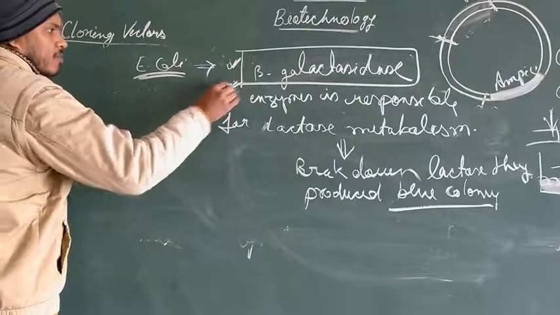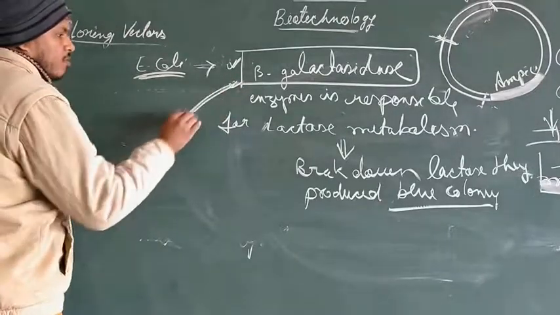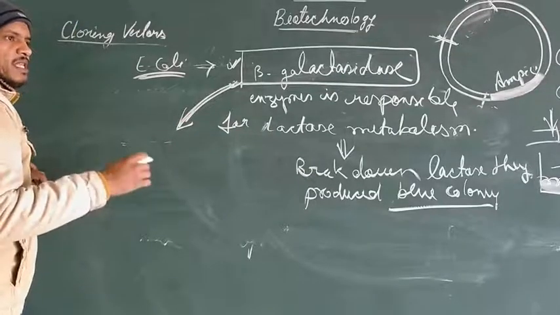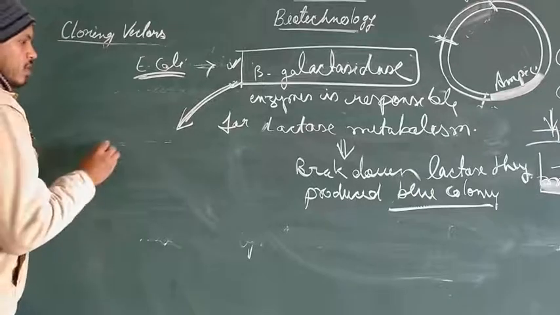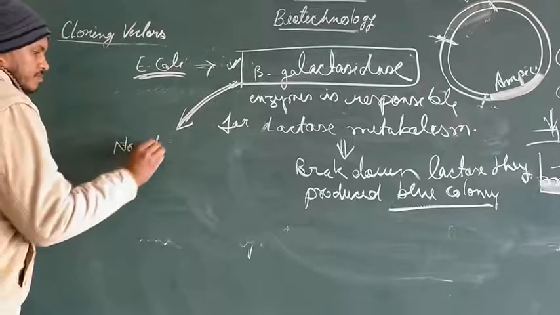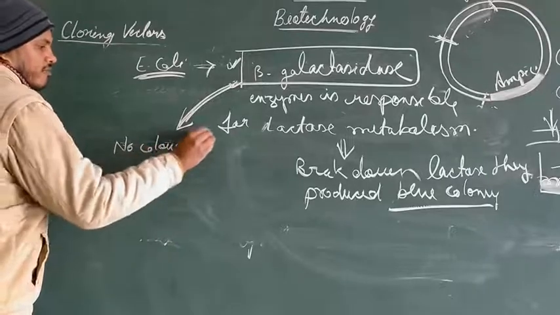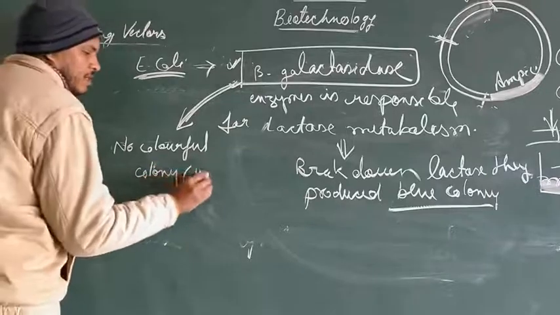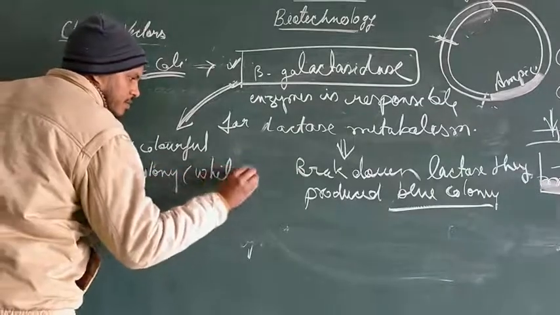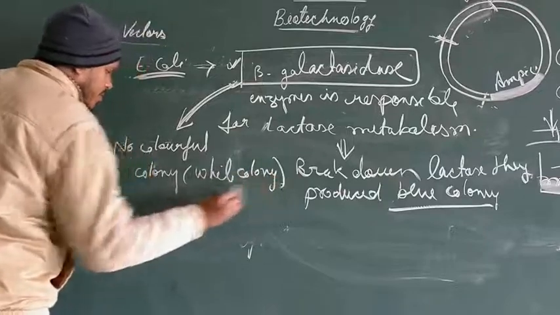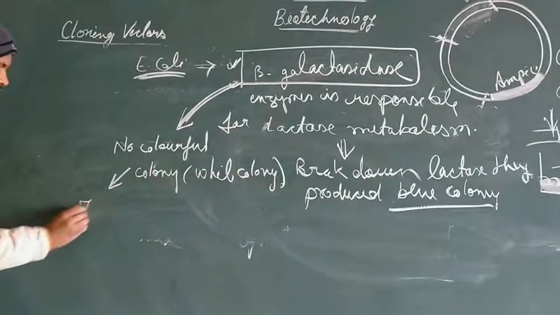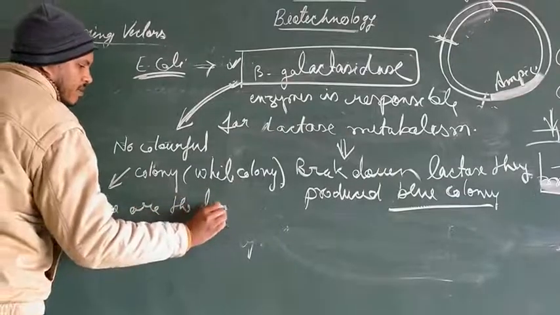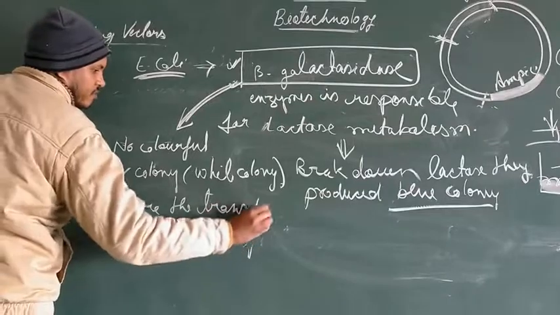As a result, the chromogenic substances which are there are not going to be broken down. As a result, no colorful colony, or we can say white colony. So these are the transformed ones.